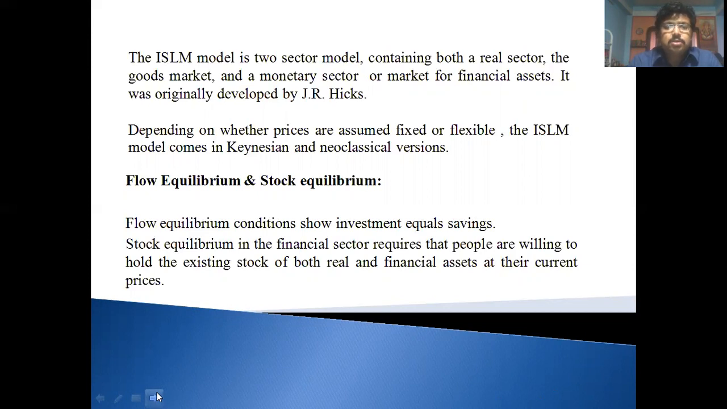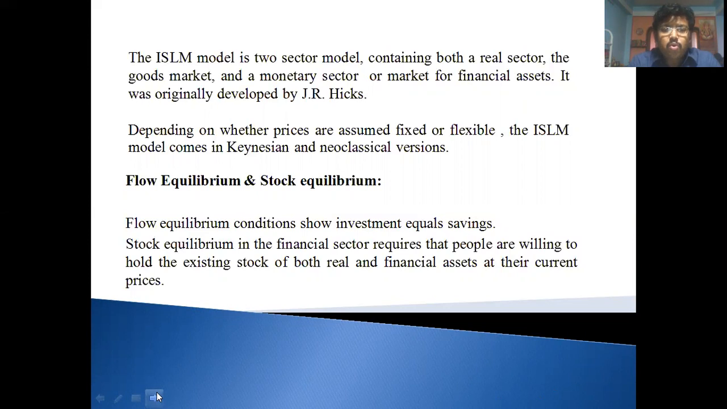Now, we consider a concept: flow equilibrium and stock equilibrium. What is flow equilibrium and what is stock equilibrium? Flow equilibrium conditions show investment equals savings. Stock equilibrium in the financial sector requires that people are willing to hold the existing stock of both real and financial assets at their current prices.